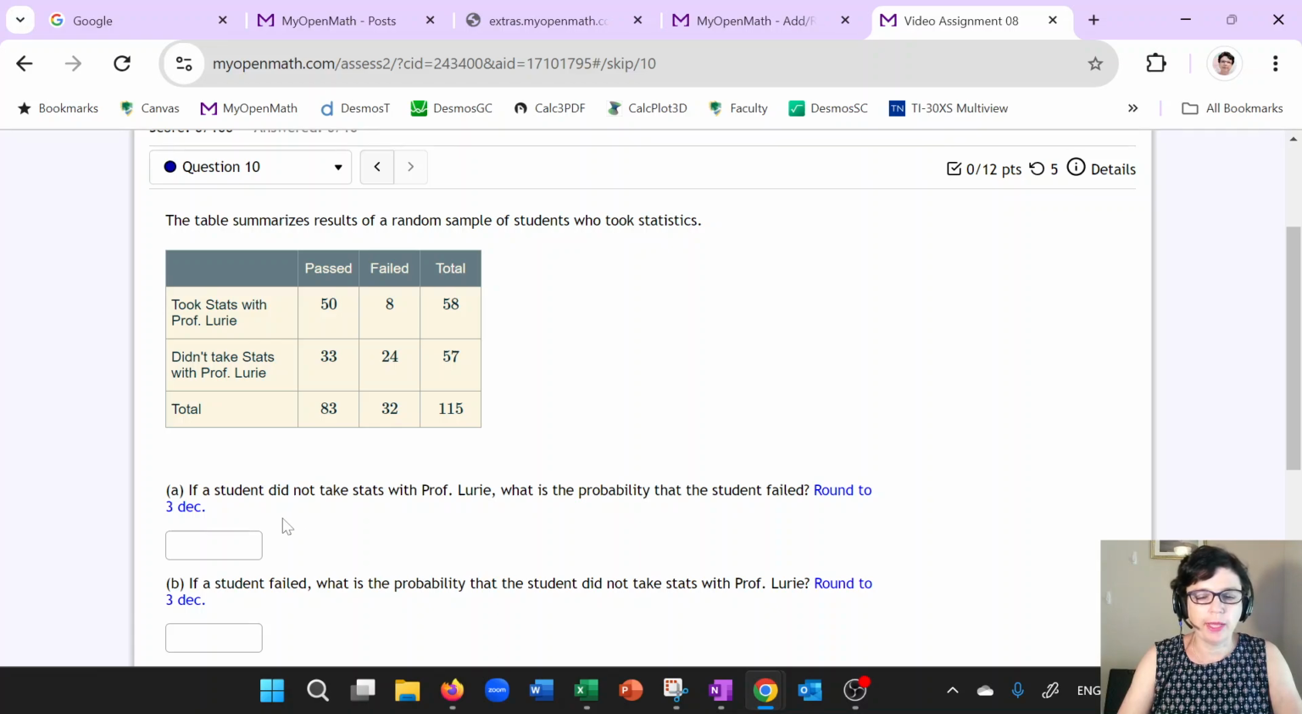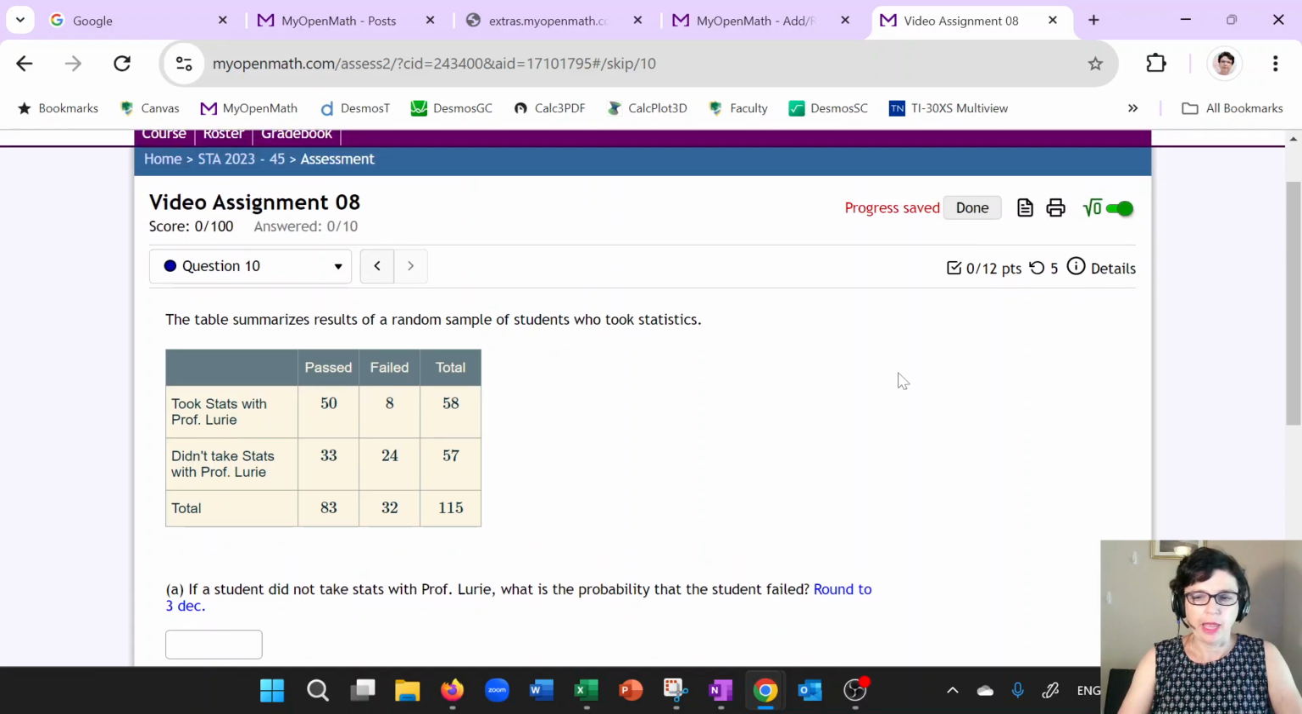So let's take a look at the first part. The first part is what we call a conditional probability. So how do we know that? Because it says if a student didn't take stats with Professor Luri, so we have a certain condition that we already know, which we call a given or if. So now what you do is you concentrate on only people that did not take stats. And there were 57 people that did not take stats with Professor Luri. Out of that number, what is the number that failed? Because that's what we want here. We want to know the probability that the student failed. So we can see that there are 24 students that failed out of 57. And that will be the answer here, but we want to round it to 3 decimal places.